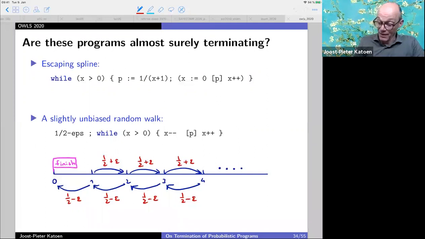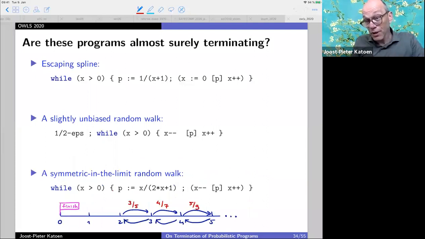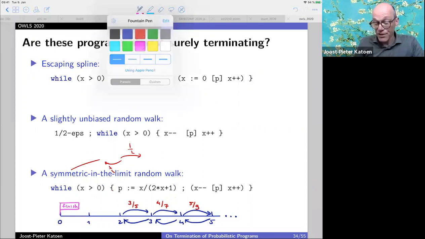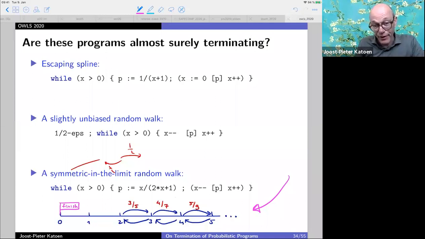Good. Last one, and also the hardest one. This is a symmetric-in-the-limit random walk. We have seen the symmetric one, where you move to the right with a half and to the left with a half, which is almost surely terminating. This example is approaching this in the limit. Here you see with 3/5 I go from position 2 to 3, with 4/7, 5/9. I hope you recognize the pattern. I go to the right. So in the limit, I go indeed with a half to the left and a half to the right. I never reach that limit, but that's the limiting process. Question, does this almost surely terminate?